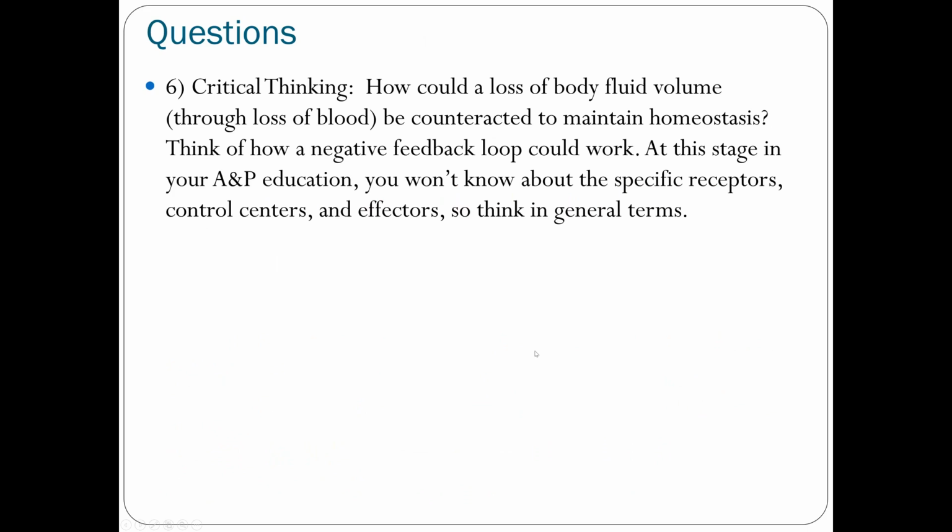Moving along to question 6, this is a critical thinking question. How could a loss of body fluid volume through a loss of blood be counteracted to maintain homeostasis? Think of how a negative feedback loop could work. At this stage in your A&P education, you won't know about the specific receptors, control centers, and effectors, so think in general terms. When we're thinking about homeostasis, the key is to think about how negative feedback works. With negative feedback, the response or the effect is opposite to the stimulus.